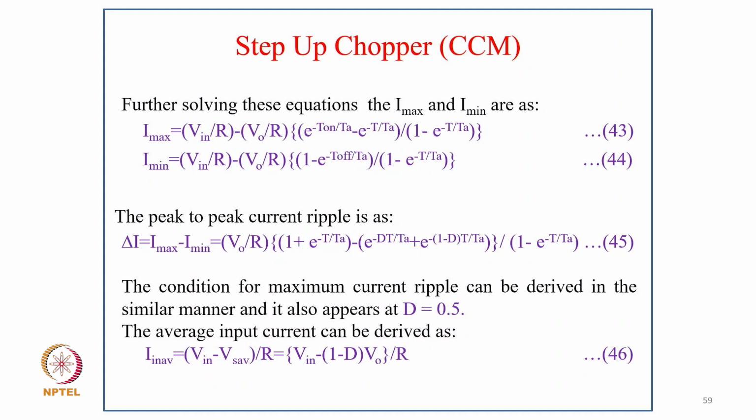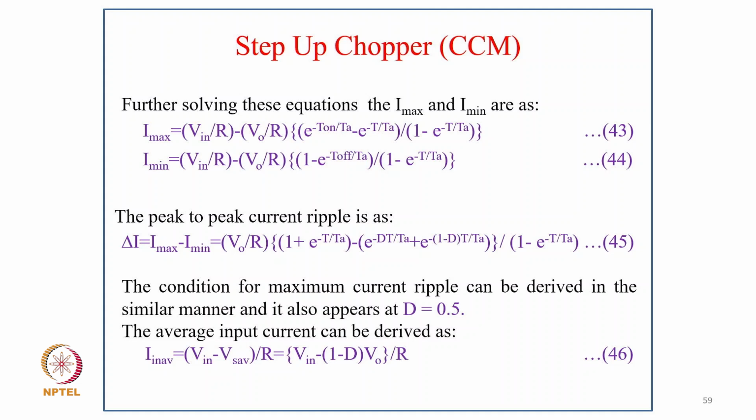For further solving the equation, I_max and I_min can be calculated. I_max equal to V_in upon R minus Vo upon R, in bracket (1 minus e to the power minus T_on upon Ta) divided by (1 minus e to the power minus T upon Ta). I_min is V_in upon R minus Vo upon R, in bracket (1 minus e to the power T_on upon Ta) divided by (1 minus e to the power T upon Ta).